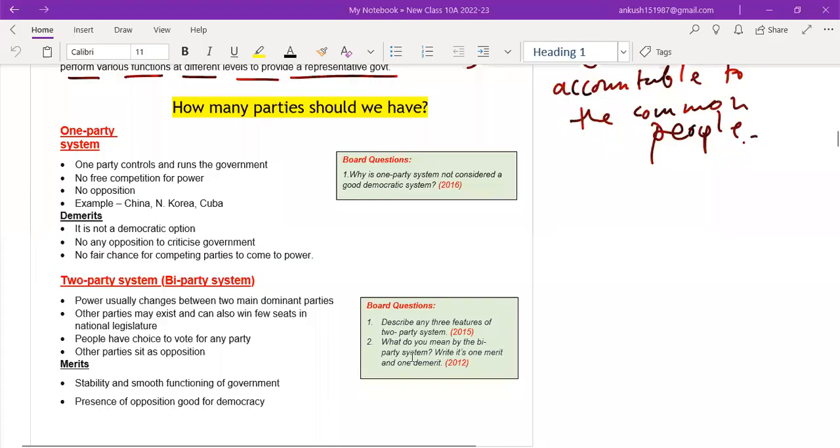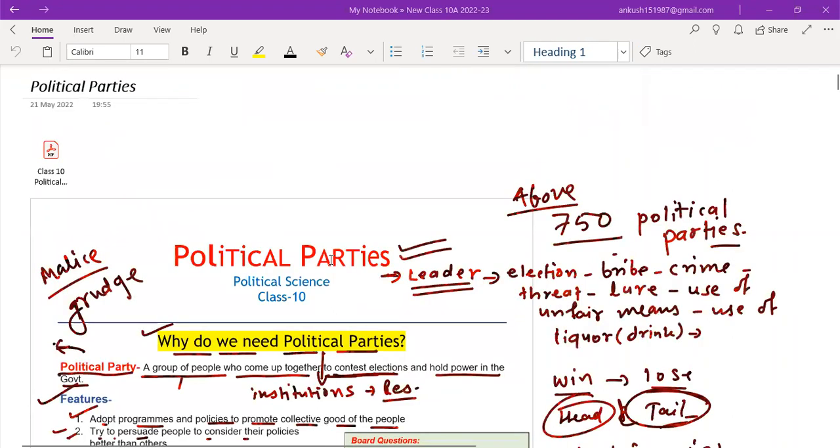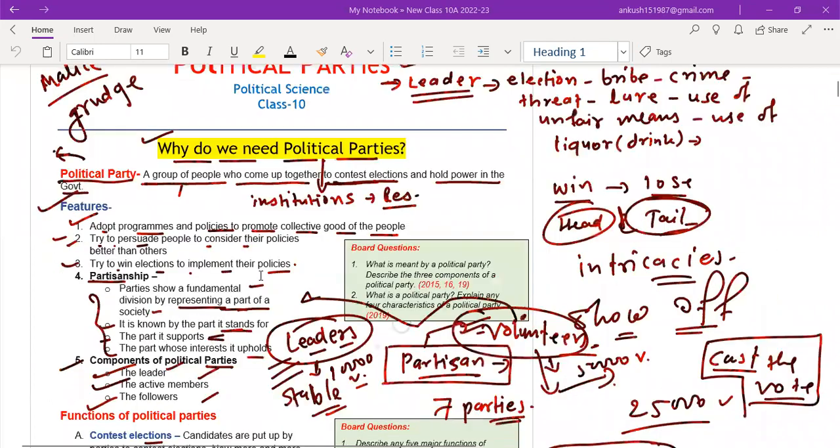Are you able to see the screen? Yes, sir. Okay.